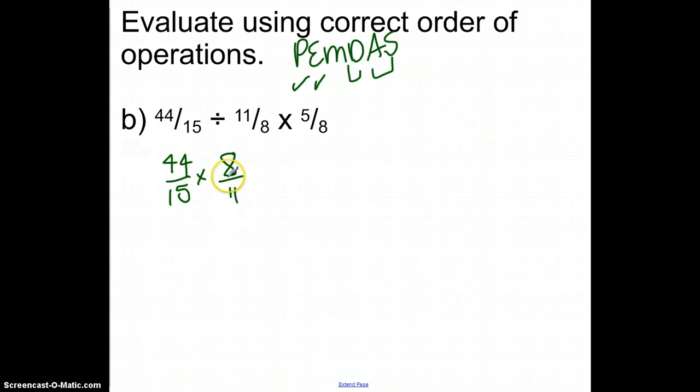Now reduce if we can. 8 and 15 I can't do anything with, but 11 and 44, 11 will go into both of those numbers. So 11 will go into 44 4 times, into itself once. So this would become 4 times 8, which is 32, and 15 times 1 is 15. And then I'm going to bring this part of the problem down.